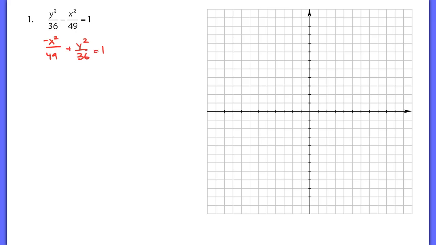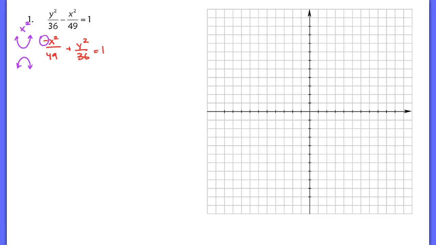Now, because this negative sign is in front of the x squared term, that's going to dominate your hyperbola. So we think about what an x squared parabola looks like. An x squared parabola opens up or down. So that means this hyperbola should open up or down as well. So I always recommend that you start with a quick sketch before you actually go to graph the rest of your hyperbola here.